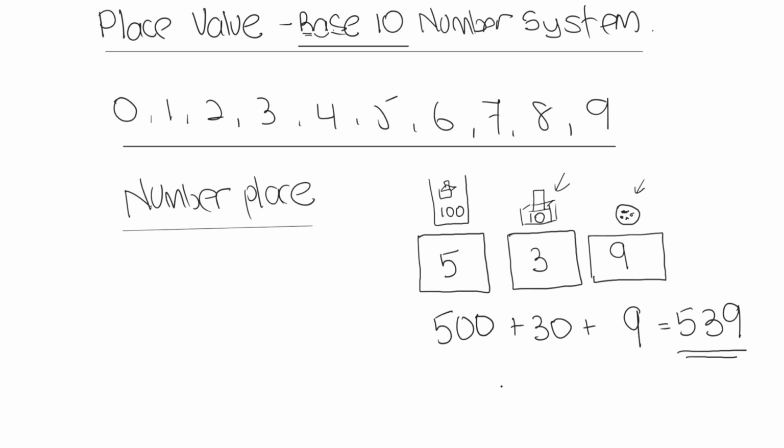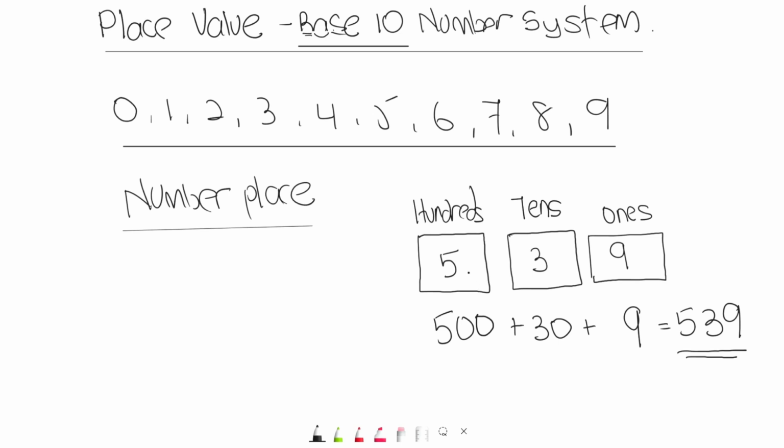Now, formally, let's change this a bit. These places have special names. These are known as the ones because they represent individual units. This place is known as the tens because it represents groups of 10. This place is known as the hundreds because it represents groups of hundreds, and so forth. We will look at other groups later, but for now, just stick to this. So these are known as your number places.